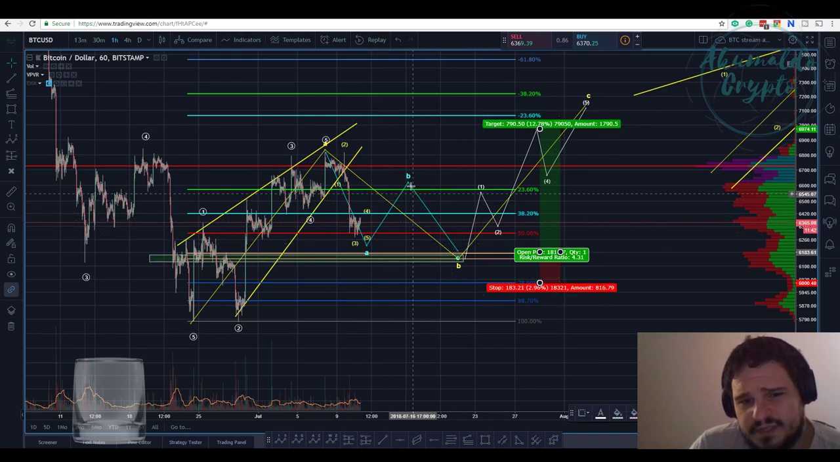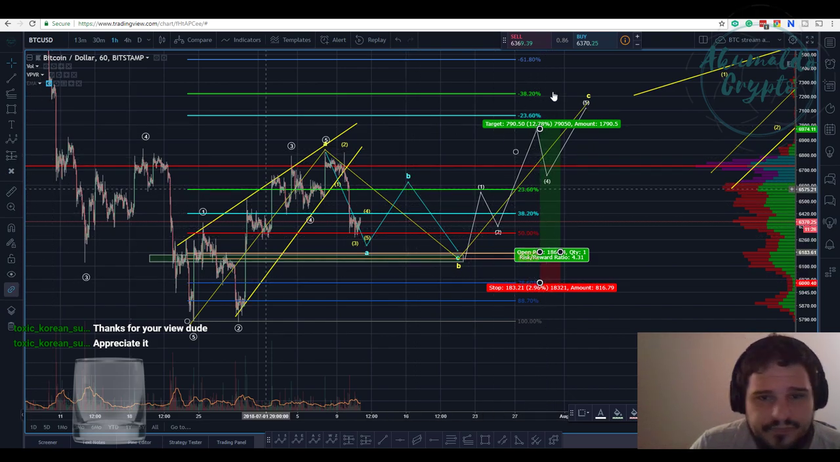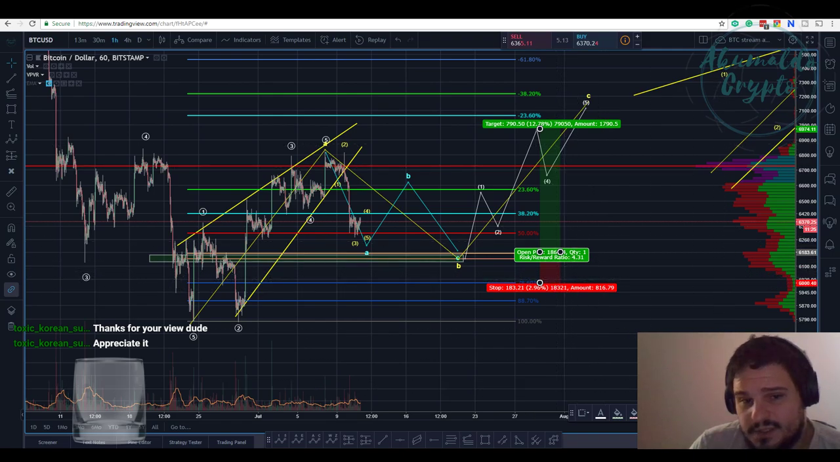Wait for this retracement here, right? B, C. But I don't know. Wait for this B in short. It's also good, eh? But then you need to consider a stop loss as well, huh? Why? Because it might go up.